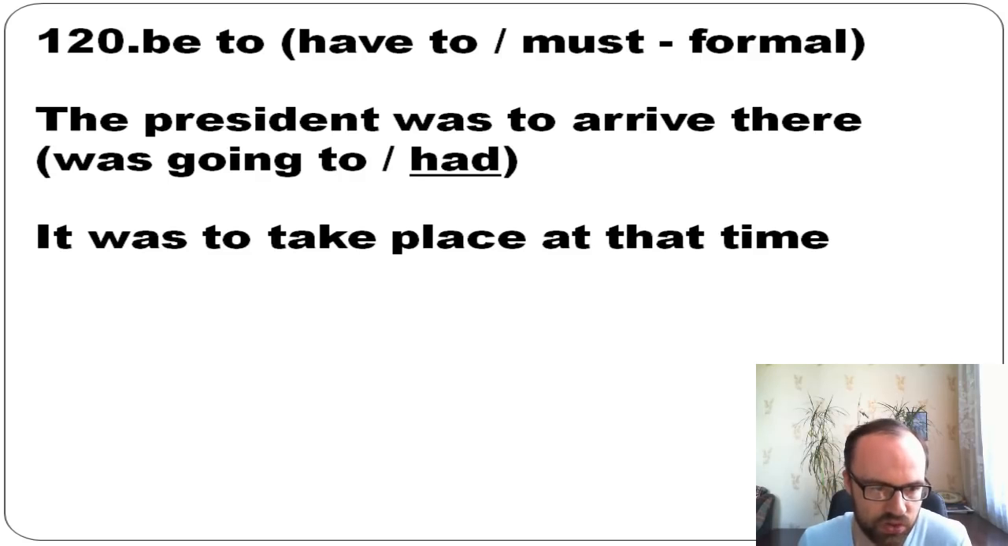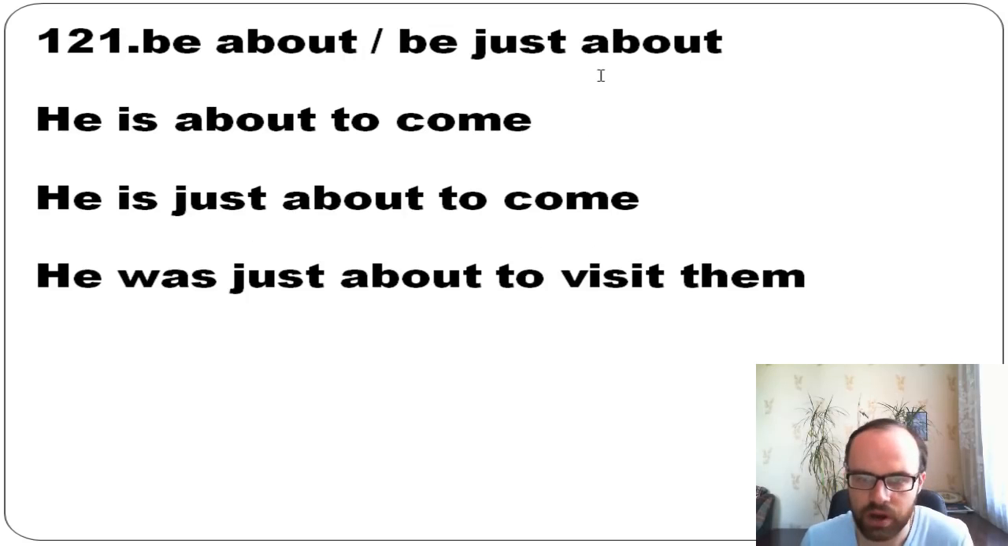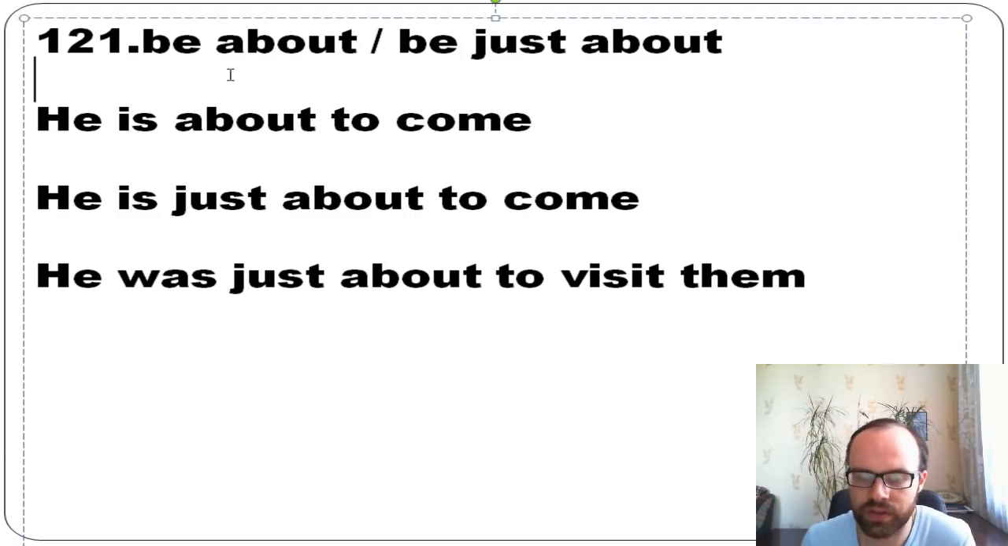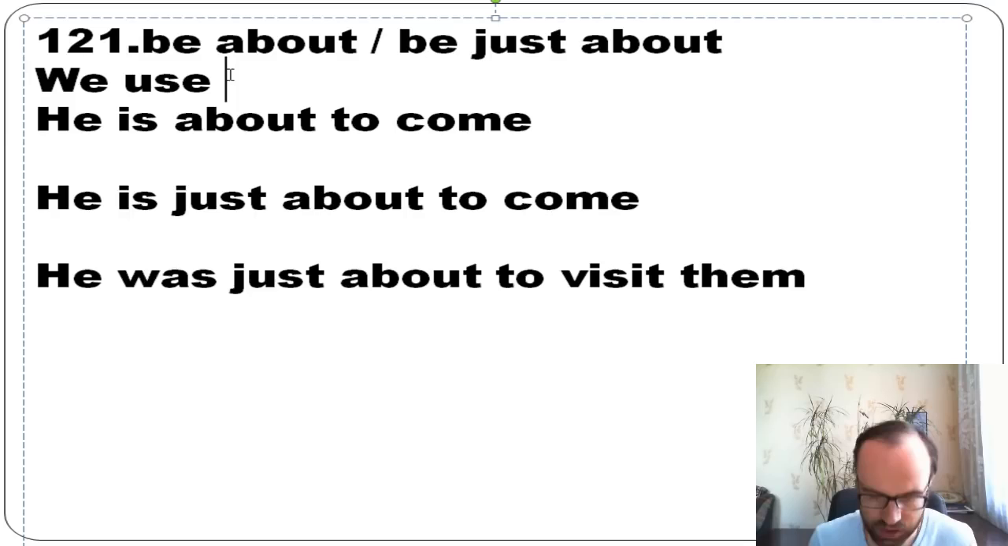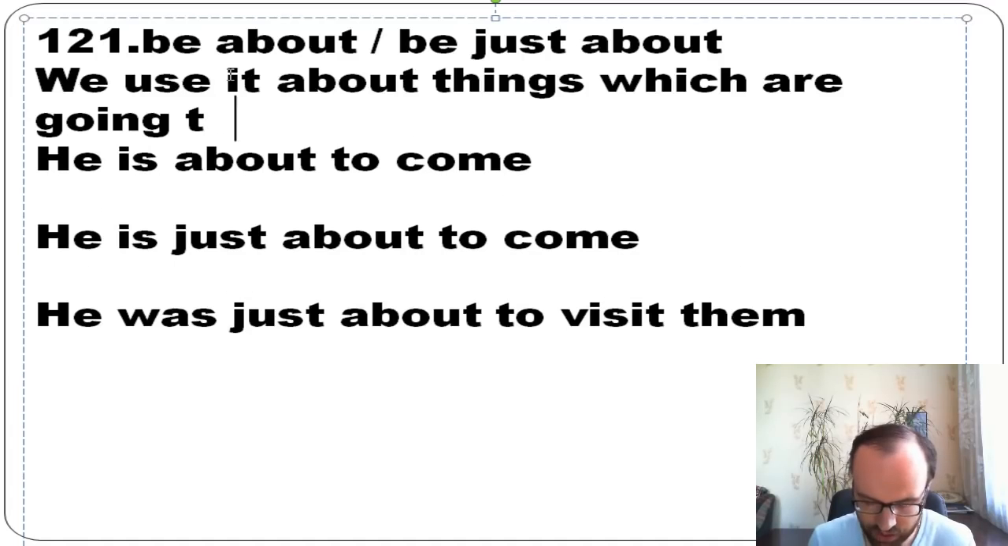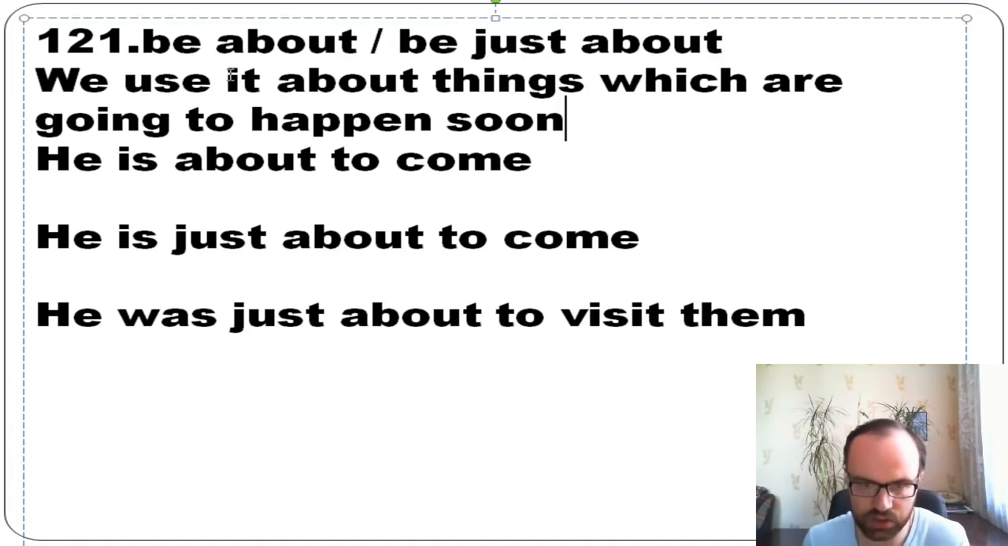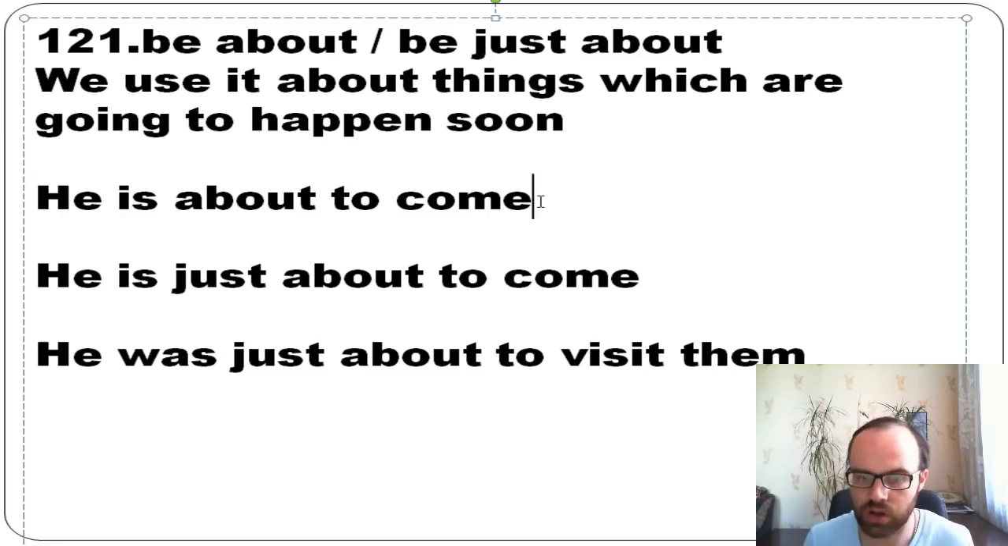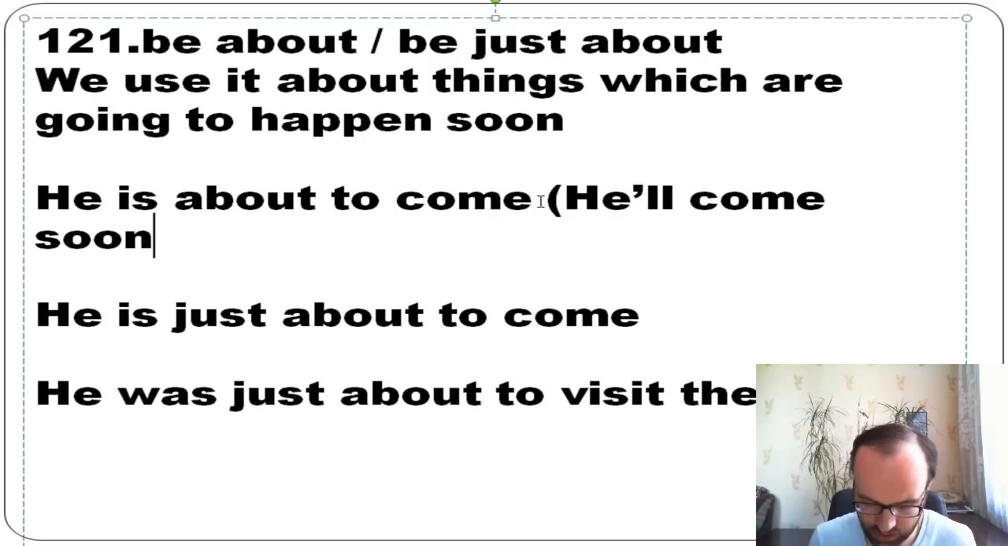Okay, so we can see be about or just about. We use it about things which are going to happen soon. He's about to come. It means he'll come soon. He's just about to come.